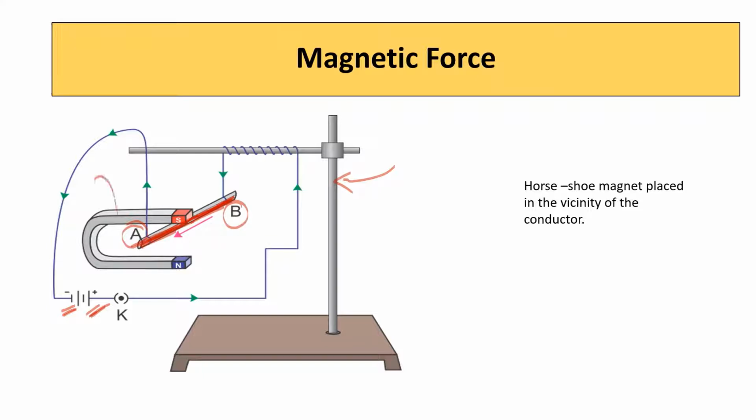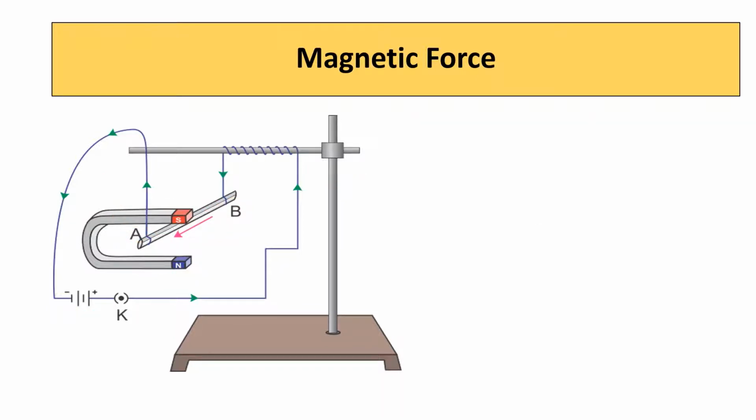Place a horseshoe magnet such that the conductor lies between the two poles of the magnet. This is the north pole and this is the south pole.